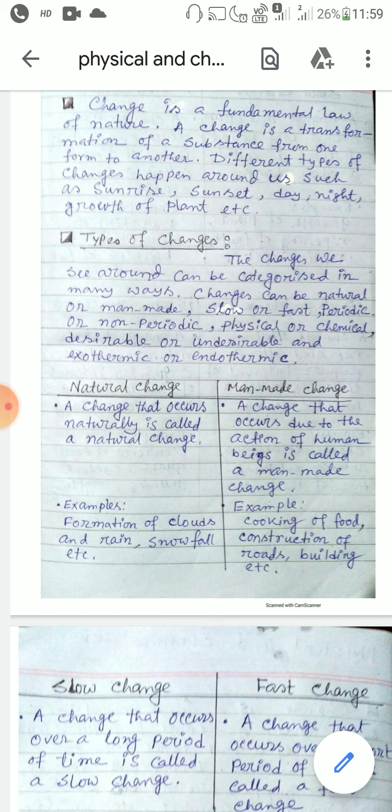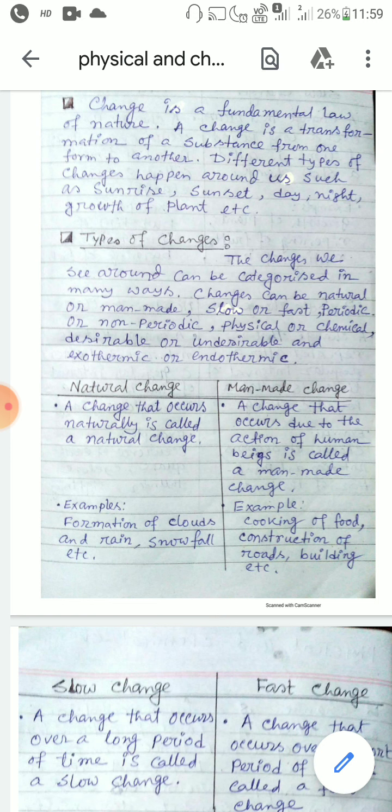In the previous video I have already discussed what a change is, different types of physical changes, and different types of chemical changes. Besides these changes, there are some other types of changes, like man-made and natural, desirable, undesirable, exothermic, endothermic. These types of changes you have not learned till now. So today I'll discuss these types of changes in terms of differences.